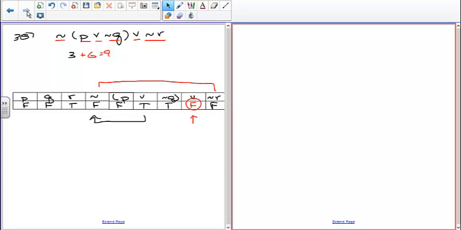Okay, now we get into the more, actually it just says give the number of rows in the truth table for each compound statement, which is easy. So the number of rows is dependent upon the number of letters. So you basically take the number of letters raised to the power. Typically it's either 2 or 3.